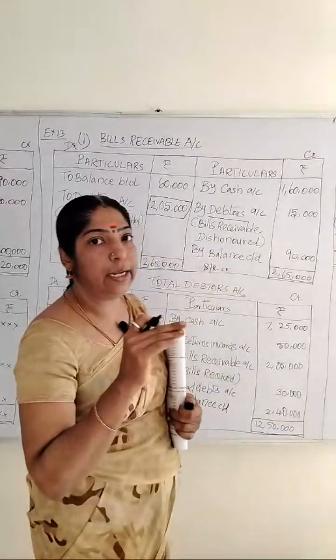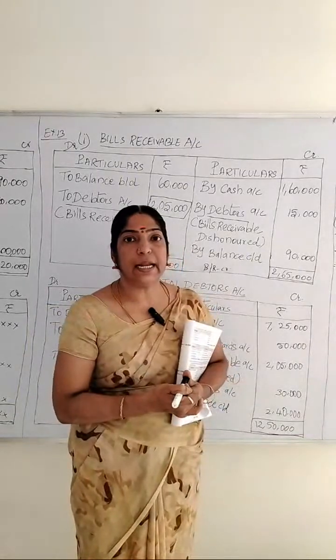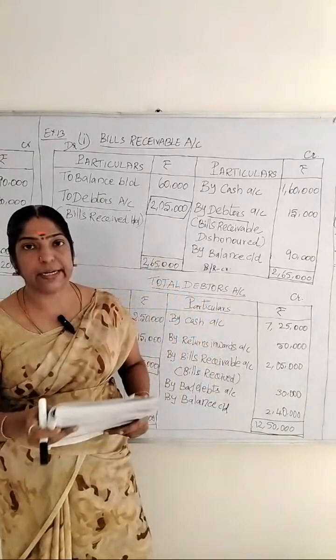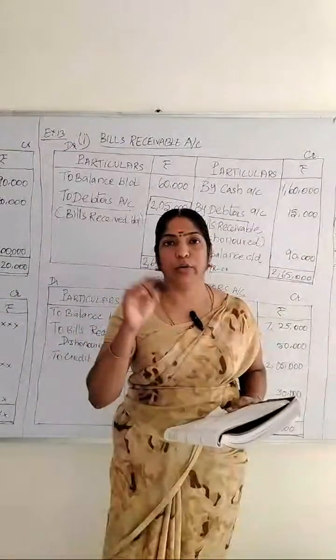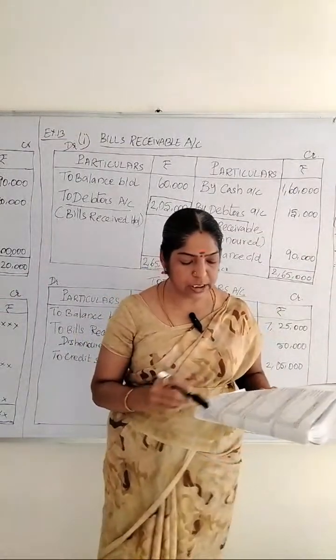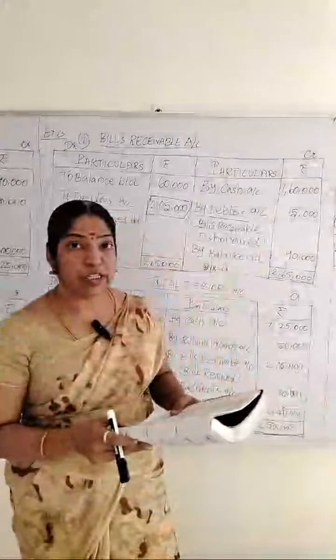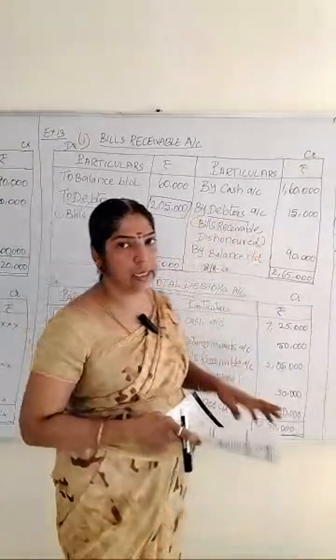So you are going to write by cash account on the credit side of the bills receivable account. Then come to bad debts. Bad debts means it goes to the debtor account, so we write DR. Then bills receivable dishonored. Bills receivable dishonored belongs to which account? It belongs to the bills receivable account, on the credit side. Bills receivable, credit side. Okay.